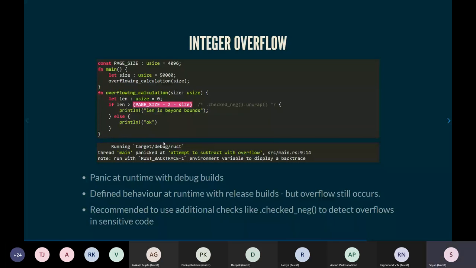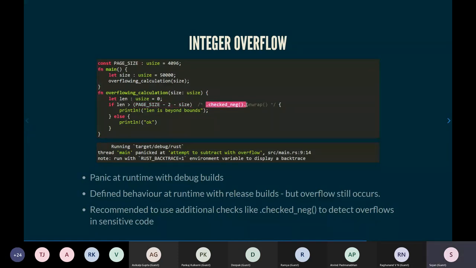This is computationally expensive to do for every calculation. So in release mode, this is disabled. So this will not cause a runtime error in release mode. But the overflow behavior is well defined in Rust. In C and C++, the overflow behavior is not very well defined. So there's a defined way it's going to fail.